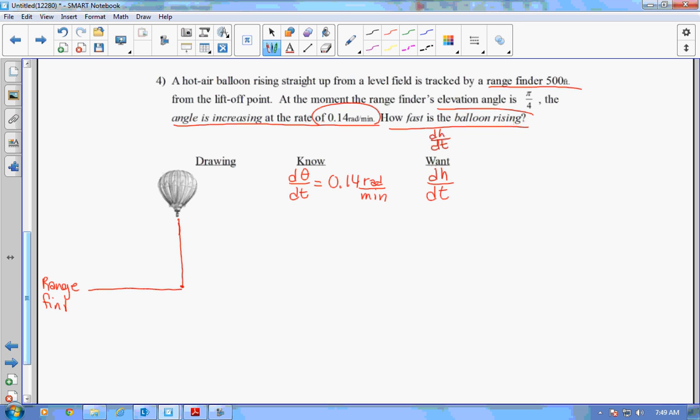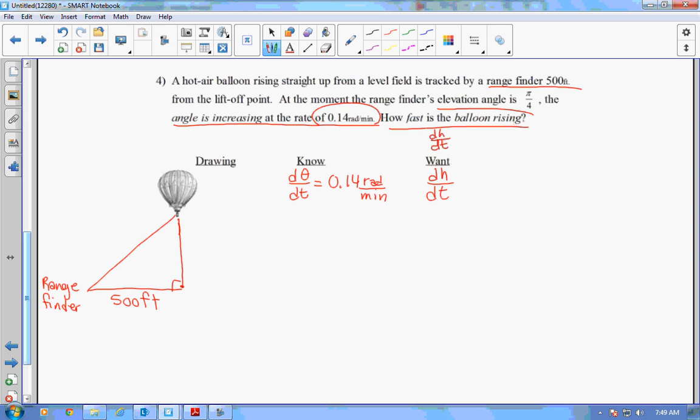The rangefinder is on the ground 500 feet out. When the rangefinder is looking to see how high the balloon is, does it go horizontally to the lift-off point and up to measure? It's going to form a triangle, right? And that's a right triangle.